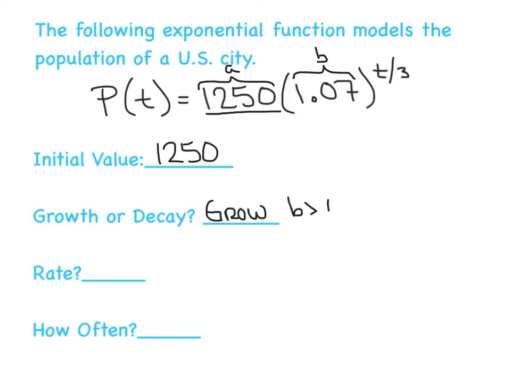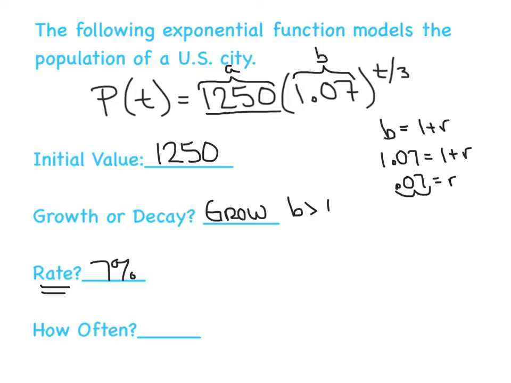Now, here's the more interesting question tonight. At what rate is the population growing? Remember on the last slide where we said b is equal to 1 plus r when we're growing? Well, in other words, we'll say 1.07 equals 1 plus r, subtract 1 from both sides, and 0.07 equals r. Now, a lot of times we're just assuming that we're going to express this as a percentage, so I'm going to move the decimal twice, and say we're growing at a rate of 7%.